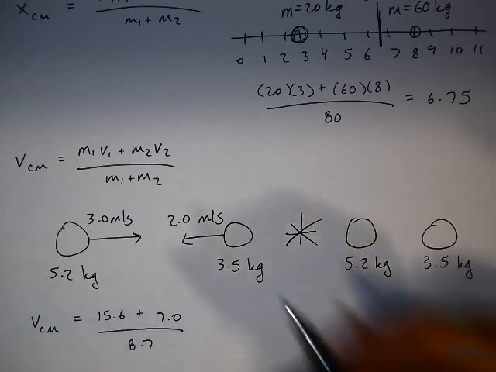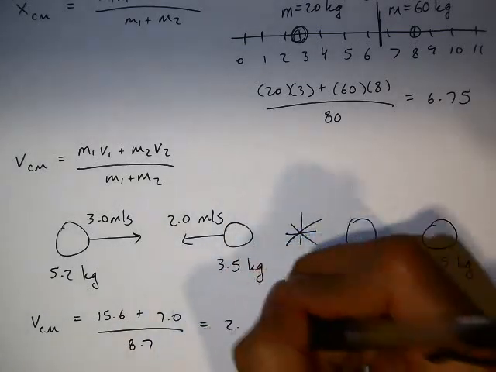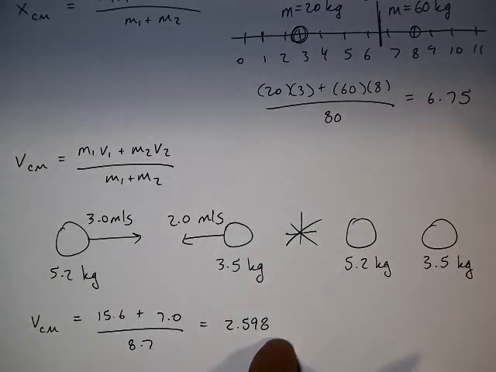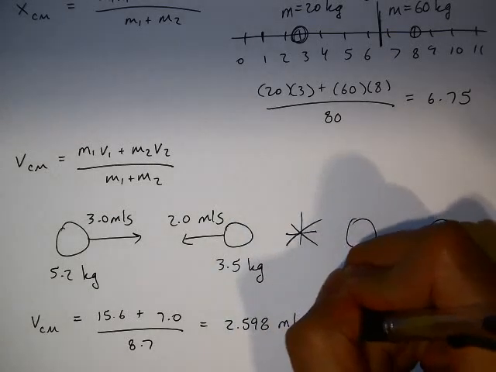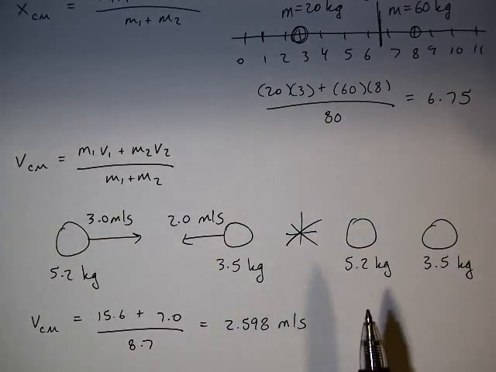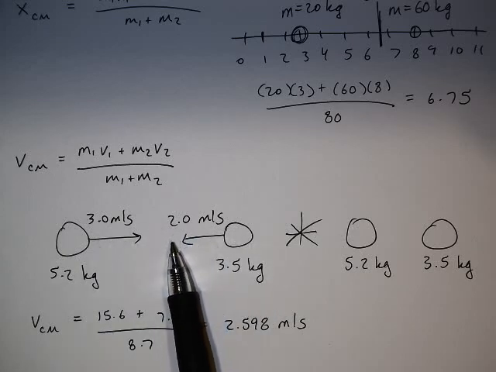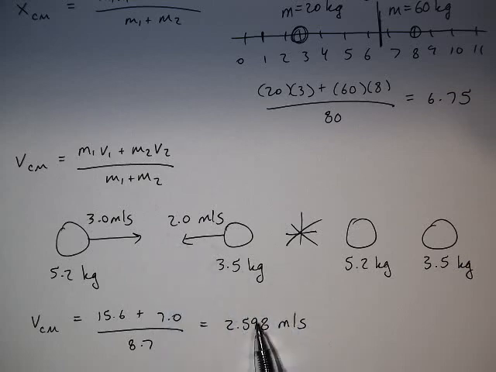Okay, this is 2.598. I want to include more digits than I really should, considering significant figures, so I don't get rounding errors. We'll round off at the end. So this is meters per second. So the center of mass, which is some calculated position in space between these two balls, is moving rightward at this speed as these balls move.